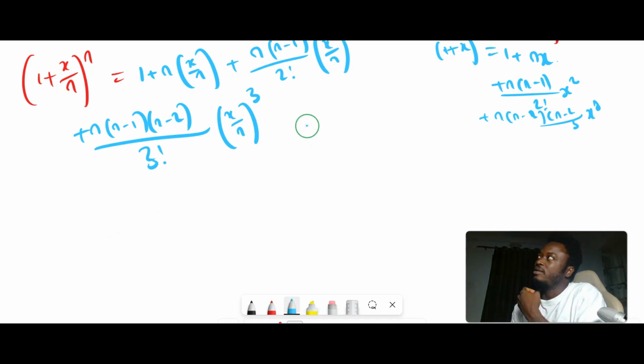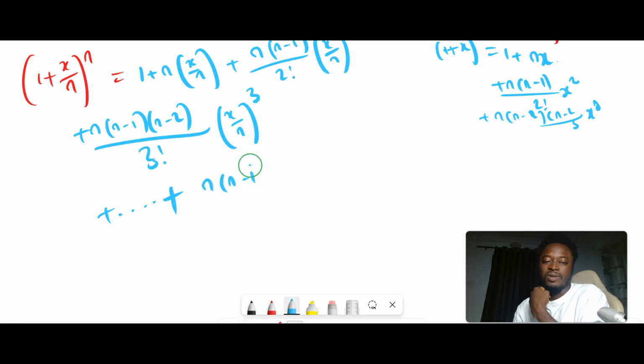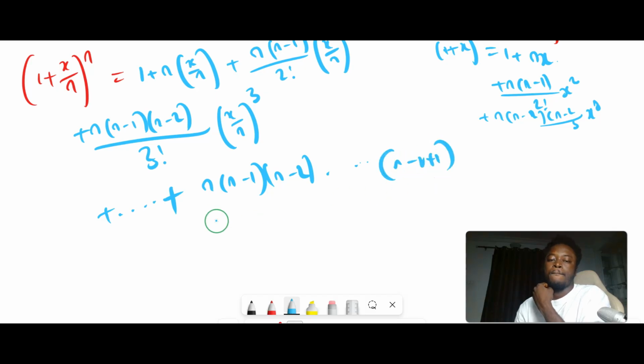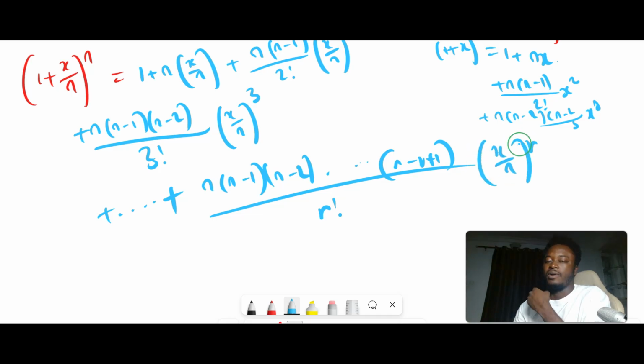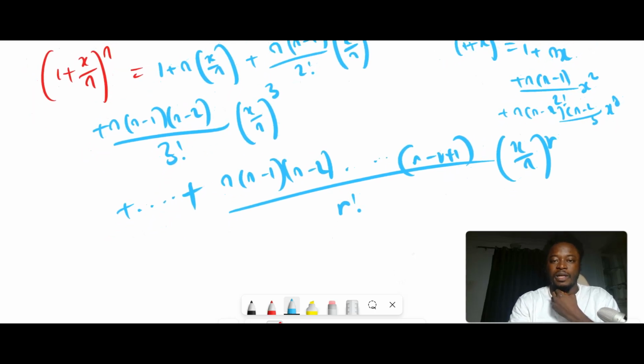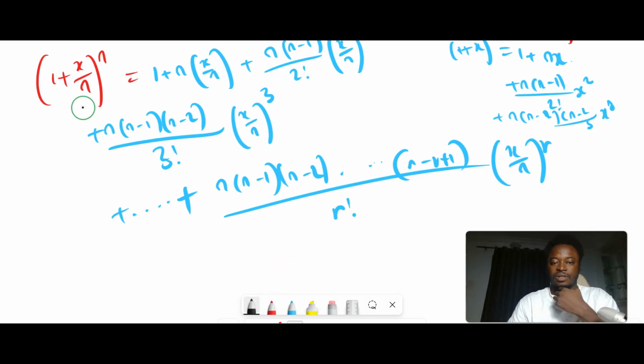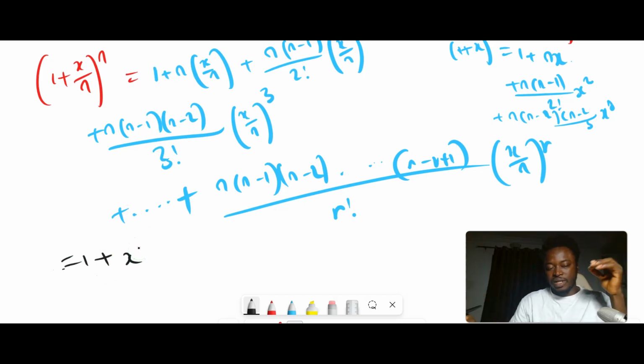We can get the general term by continuing to infinity: n(n - 1)(n - 2) up until (n - r + 1), all divided by r! times (x/n)^r. This is the general term, but we don't really need it; we just need to get the form of how our series would look. Let's start with the first terms, so we're on the same page. The first term is 1. Now notice that the n cancels out, so you have x. So we have recovered two terms from this series.